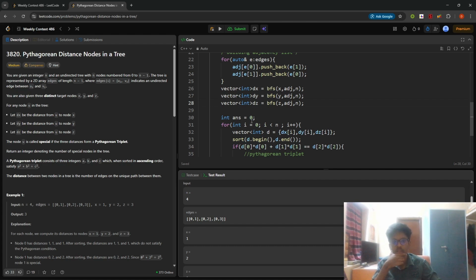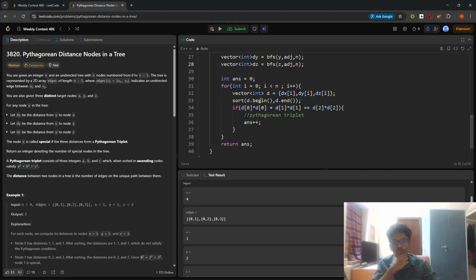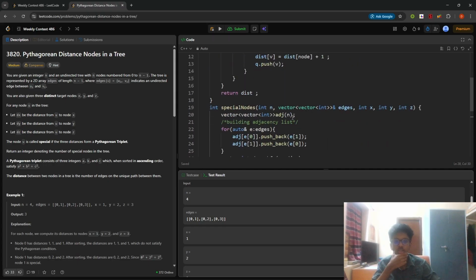Iterating over all of them, dx, dy, dz, and xyz adjacency n, and answer equal to 0, and vector D equal to dx of I, dy of I, dz of I. Fine. Sorting D. If D of 0 0 plus D of 1 1 equal to D of 2 2, then answer plus plus. Return answer. This seems right.